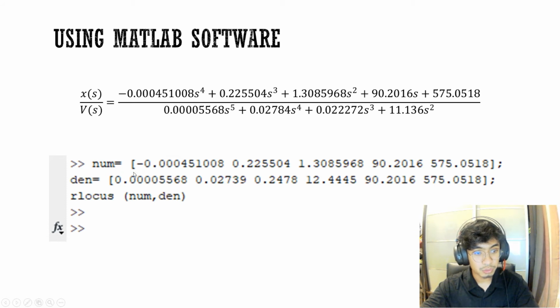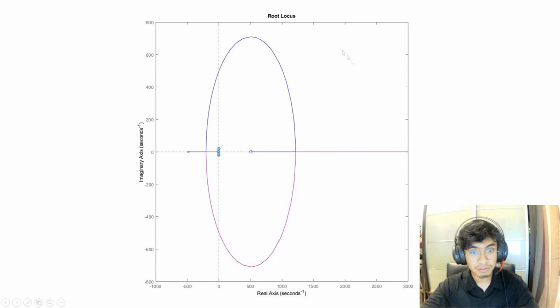Like the numerator, we only write down the number, the value without s. So this is the value for s4, s3, s2, s, and lastly the value without the s domain. Next, for the denominator, same as the numerator, we only include the number without putting down the s domain. So the command for the root locus will be rlocus, which is noted for root locus. Then we gain our root locus graph like this.